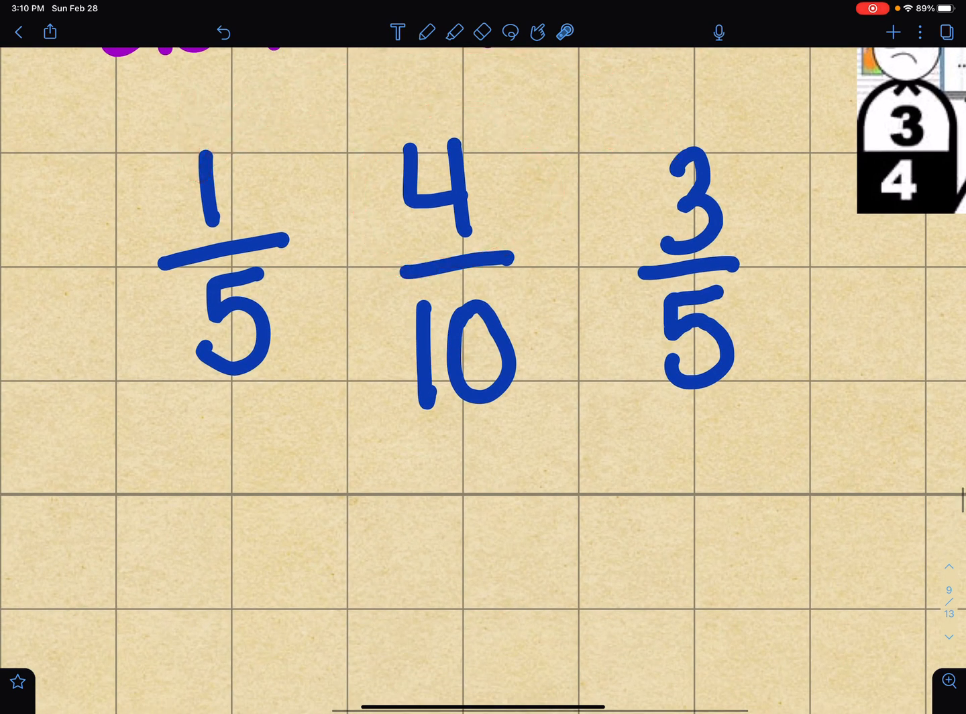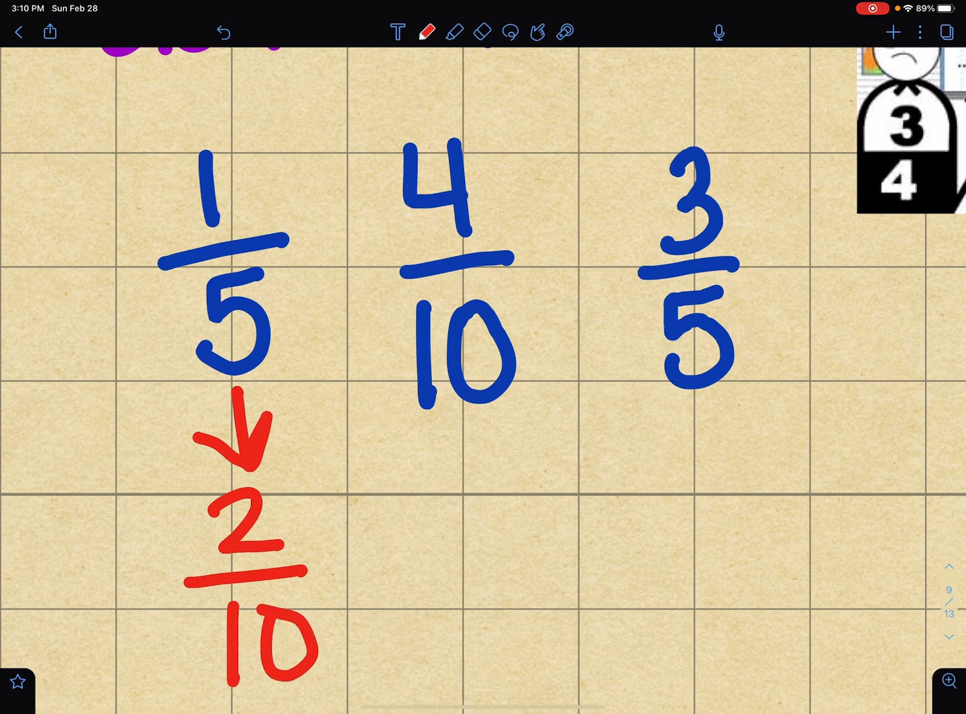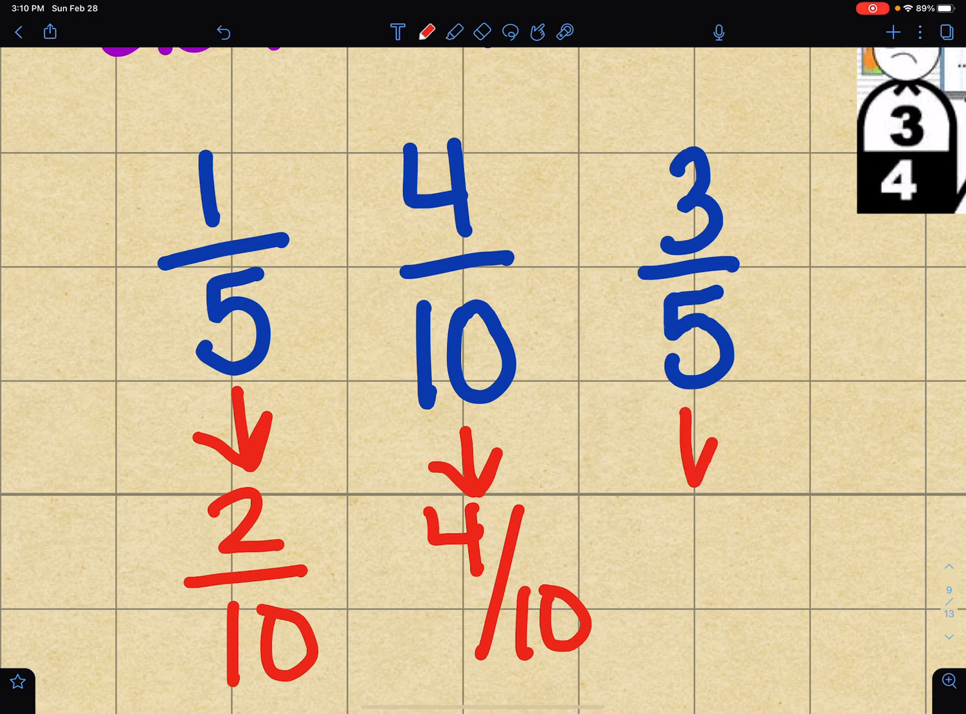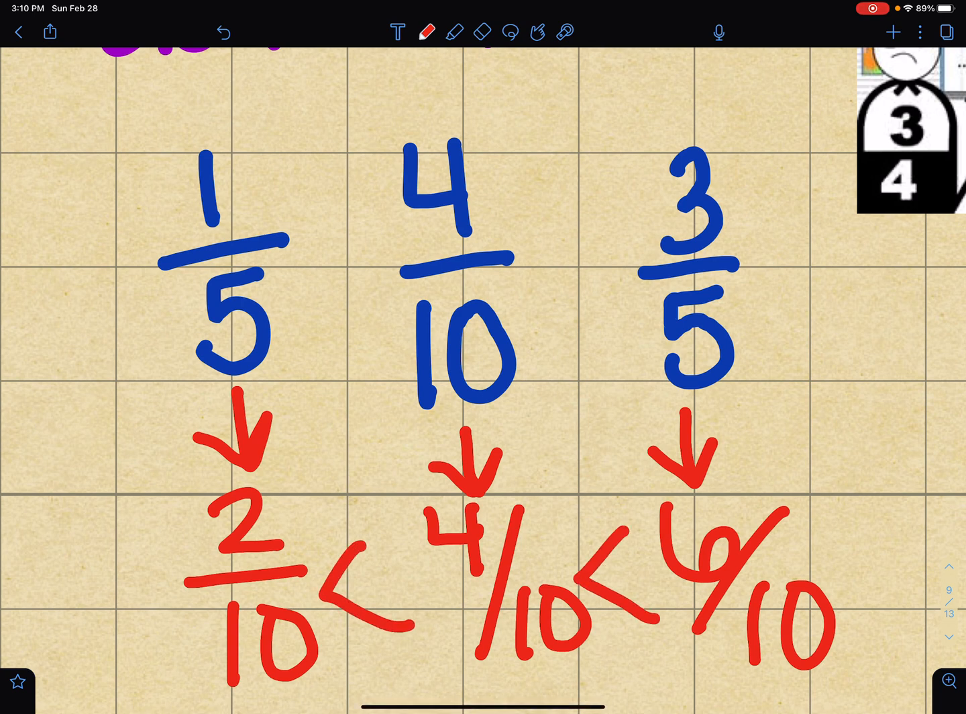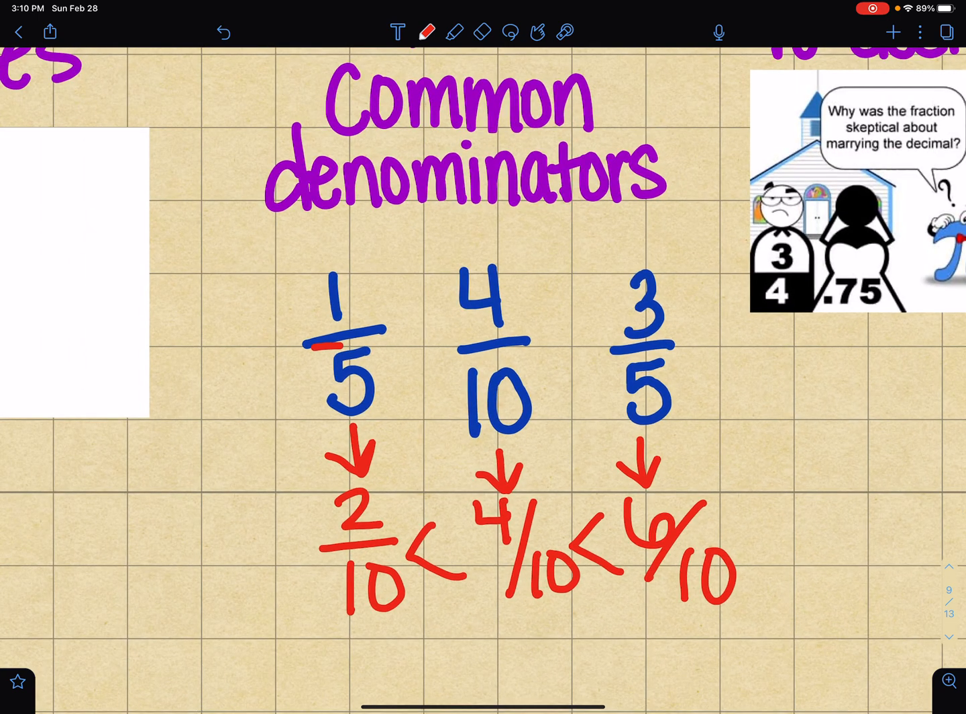Okay, so to compare these fractions, we would get common denominators. So we would change this one to 2/10, right? 2/10, this one stays the same, 4/10. And this one would be what out of 10? It would be 6/10, right? So they're actually in order. See, 2/10, 4/10, 6/10 is the biggest. Sweet. Hard to know that when they have different denominators, right? Because those don't look like they're in order, but they are. So cool. That's another way to compare fractions.